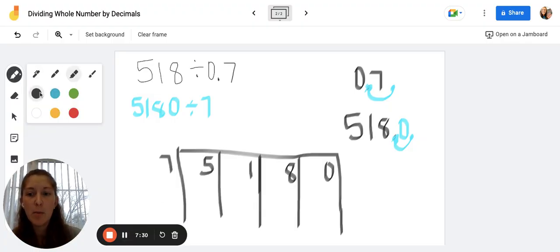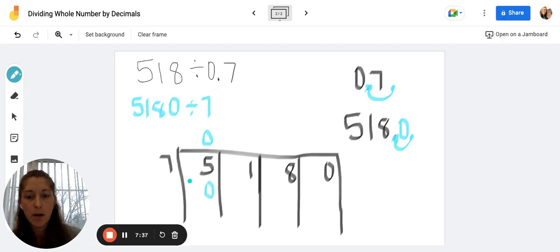All right, so now that I have my problem set up, I can go ahead and start working through. Can 7 go into 5? No, I put a 0 up there. I subtract, I get 5. I bring the 5 up and over. How many times can 7 go into 51? Well, I know that 7 times 7 is 49. That's as close as I can get. So I can go there and subtract.